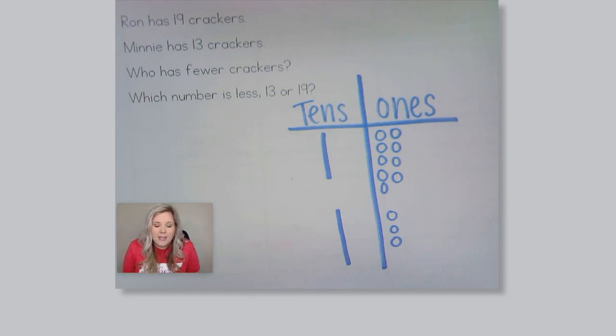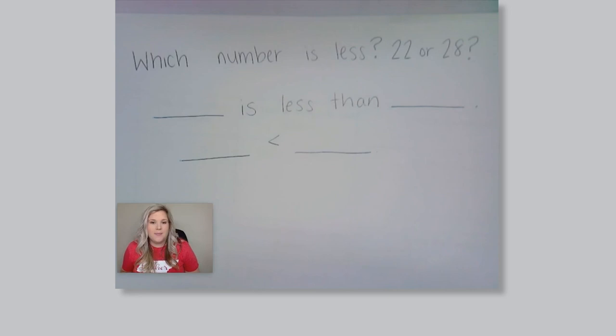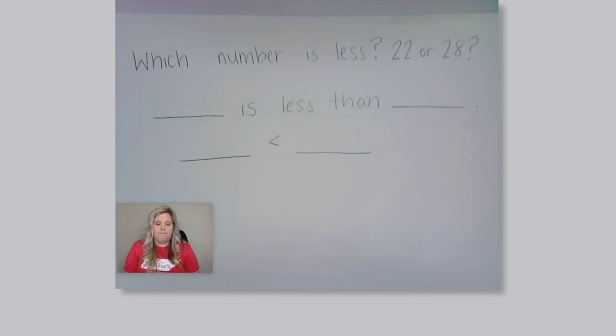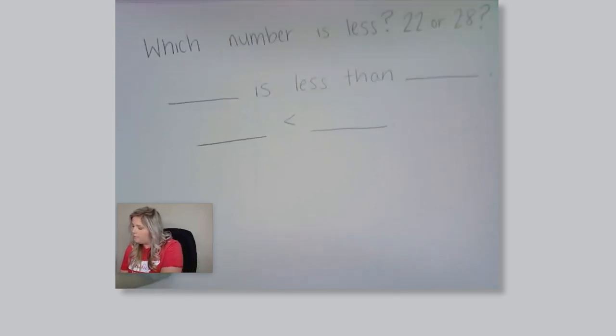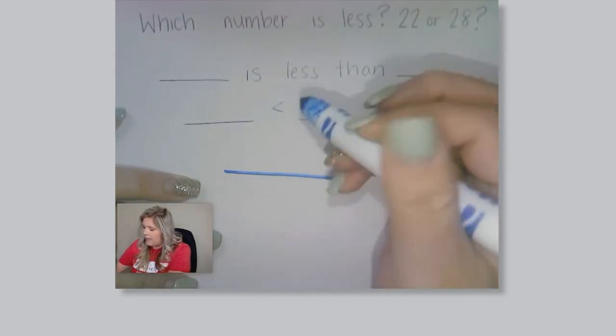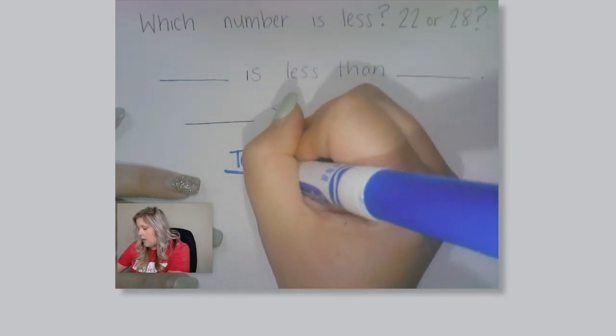All right, let's look at our next problem. Which number is less, 22 or 28? Blank is less than blank. I think I'm going to use a quick draw to represent my base 10 blocks. I will draw a place value chart first to help me model how to compare those two numbers. And remember, a quick draw has a horizontal line, a vertical line, and then we're going to label tens, ones.